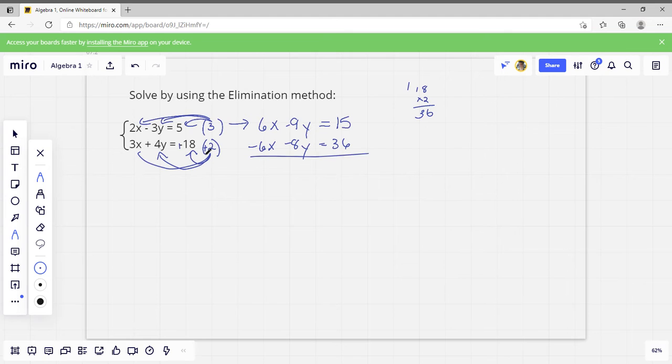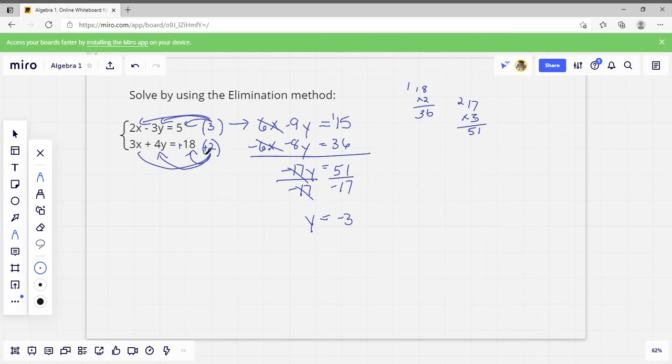Now I'm going to put these two together, so these cancel. And I'm going to get negative 8 and 8, 16, 17y equals 51. And I have to divide by negative 17. How many 51s are in 17? 3. So negative 3. Make sure. Yep. Alright, so y equals negative 3.